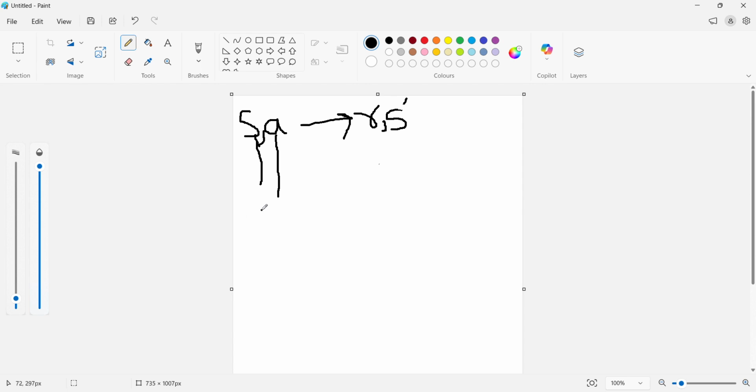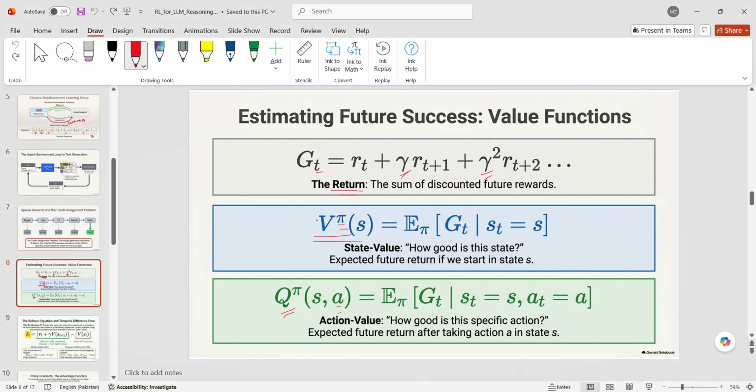There are two types of value functions: state value functions and action value functions. As their name suggests, state value functions give you the value of being in a certain state, and action value functions give you the value of taking an action A in any given state S. So they look like this. The state value function is denoted by V, and it takes a state S. When a state S is given to a state value function, it outputs how good it was being in that state.